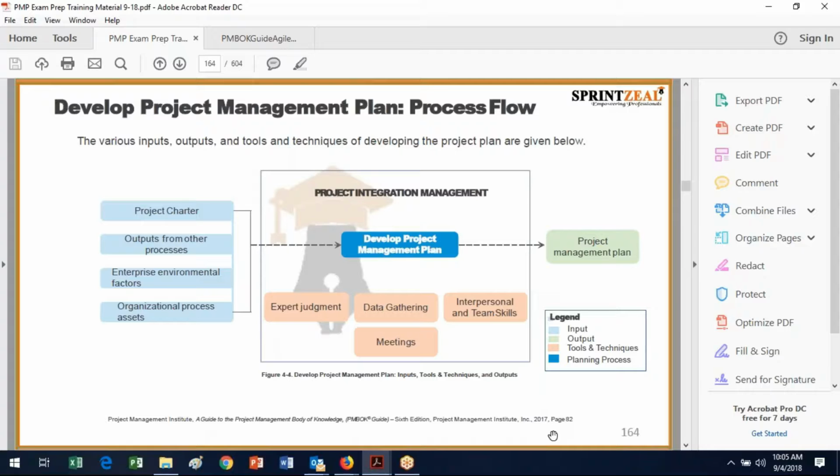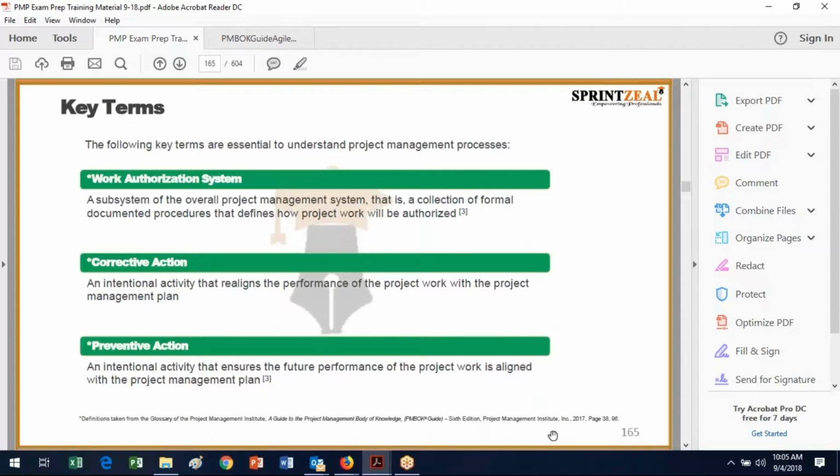Okay, so some of the key terms here are the work authorization system. What is it that provides a resource the ability to participate in a project? This would be a formalized collection of procedures that says, is it a time card authorization? Is it some other kind of thing that says, okay, this person is authorized to do this amount of work on this project?